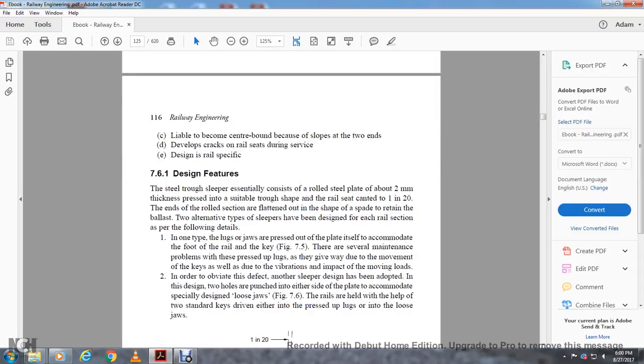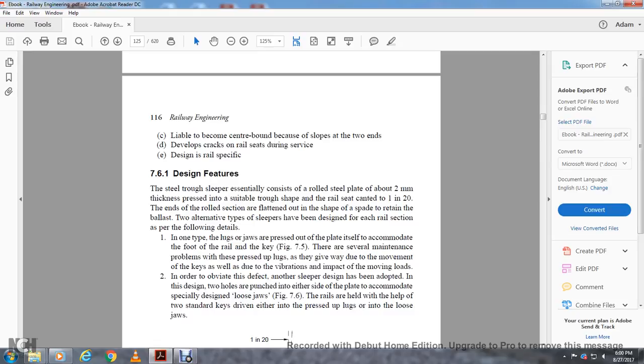Design features: the steel trough sleeper essentially consists of a rolled steel plate of about 2 millimeters thickness, with a suitable shape at the rail seat with a cant of 1 in 20. The end of the rolled section is flattened out in the shape of a spade with the return of the sides. Two alternative types of sleepers have been designed to suit the rail section, with the following details.